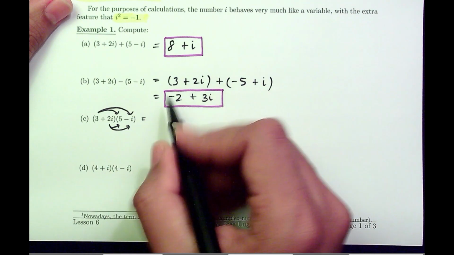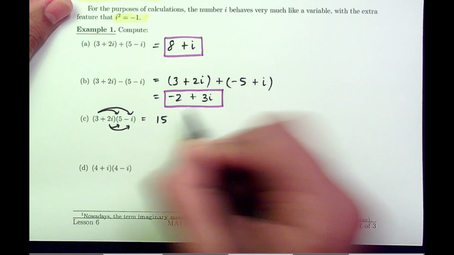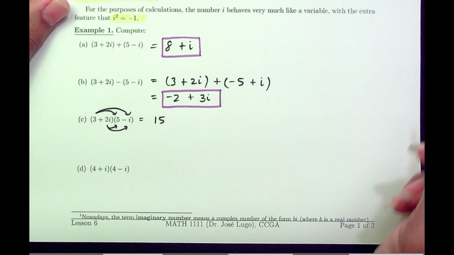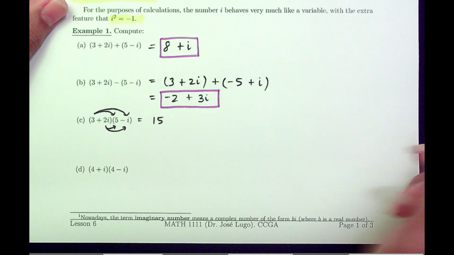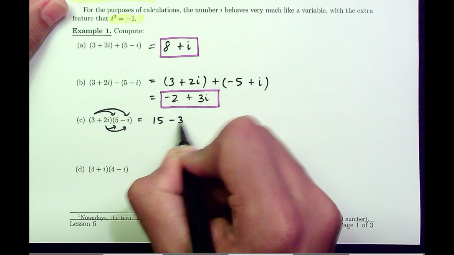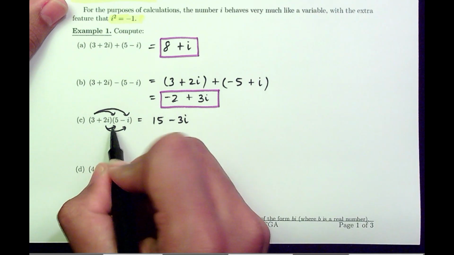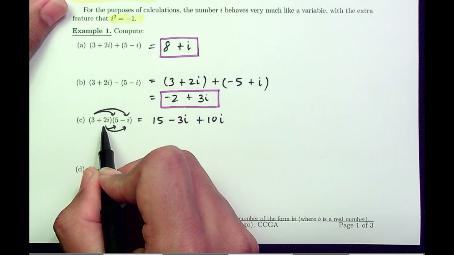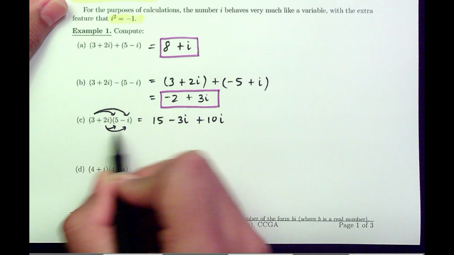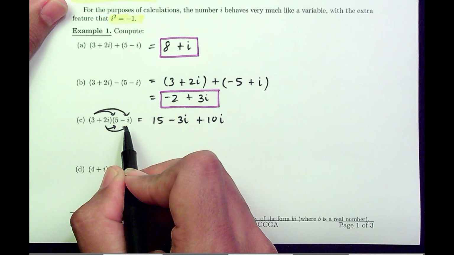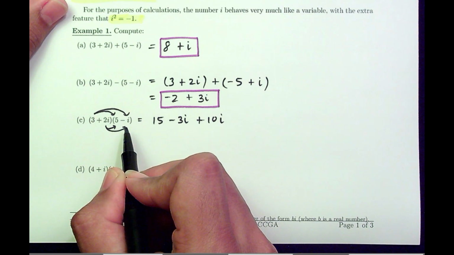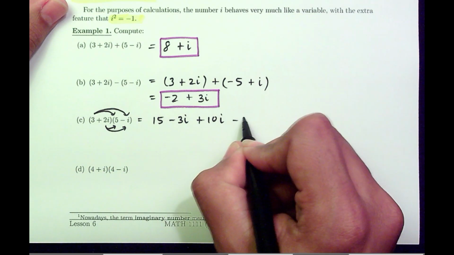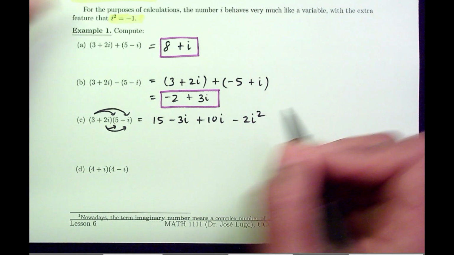So this is going to be 3 times 5 is 15. Then 3 times -i is going to be minus 3i. 2i times 5, that's 10i. And then you see the very last one is the one that gives you i squared. 2i times -i, that would give you -2i squared.